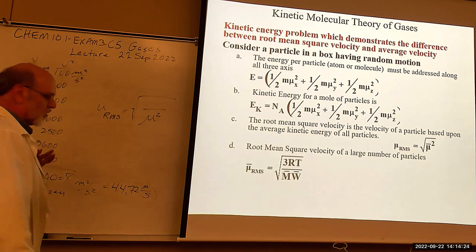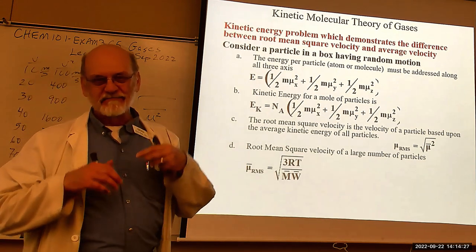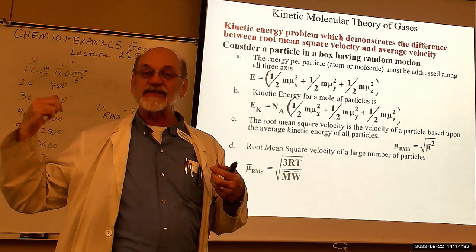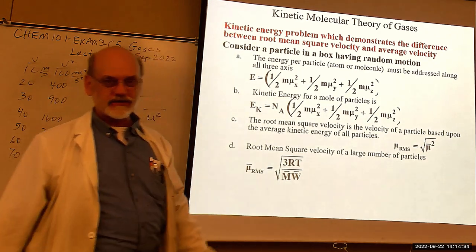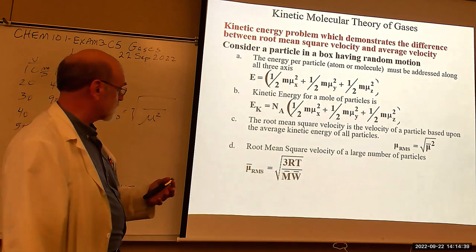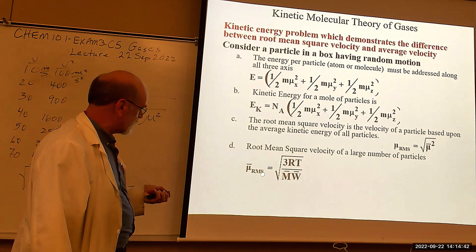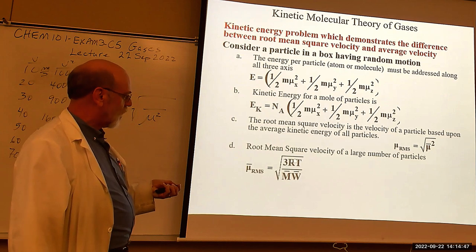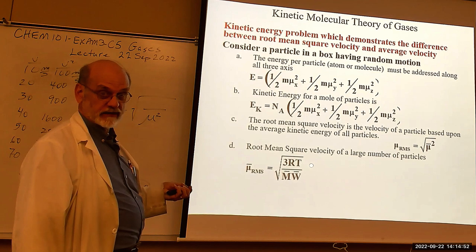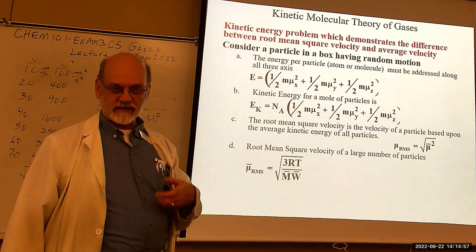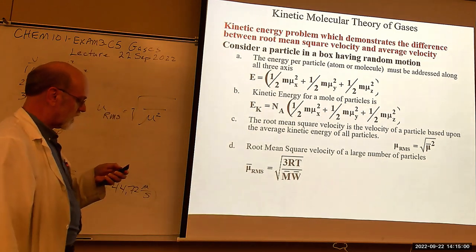All right, so we can't actually measure the velocities of every particle in the gas. It's just impossible. So we have a formula that serves that purpose, and this root mean square velocity is equal to the square root of 3 times R value times T, temperature in Kelvin, divided by the molecular weight or the molar mass of the gas, and then take the square root of all that.